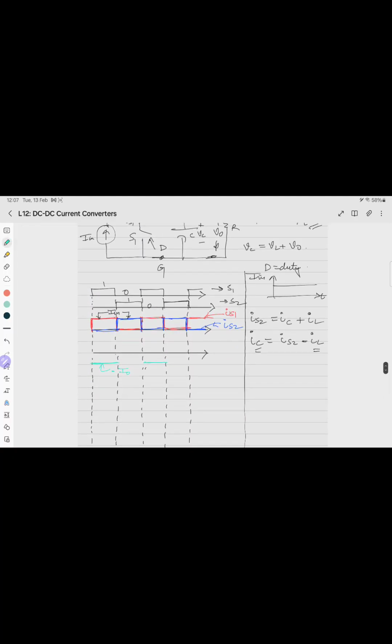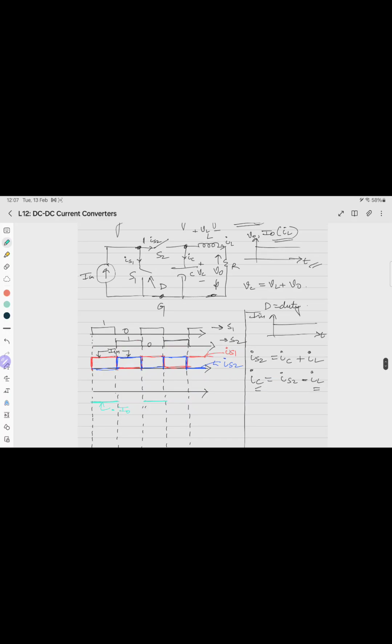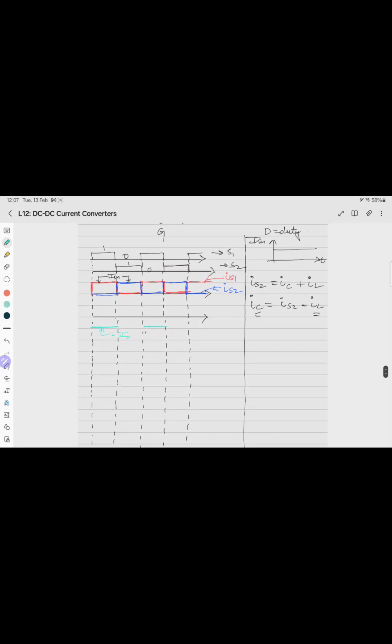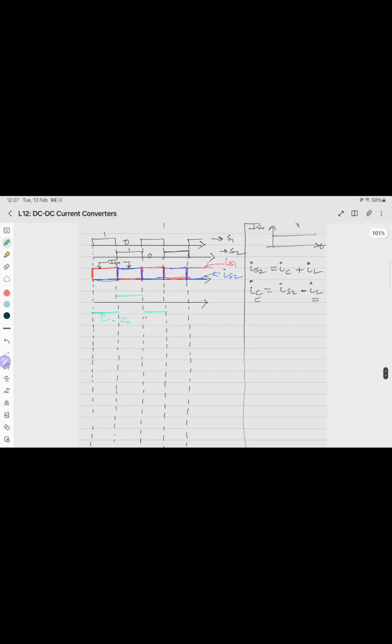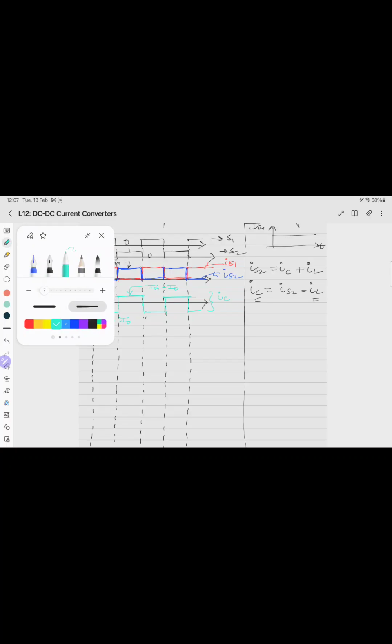And what is the value of the capacitor current when S2 is on? It will be IS2 minus IL, and IS2 here is I in. So it will be I in minus I naught, plus I in minus I naught, like this. So this value is I in minus I naught, and this waveform belongs to IC. Sorry for the bad choice of color, but I don't have any option.